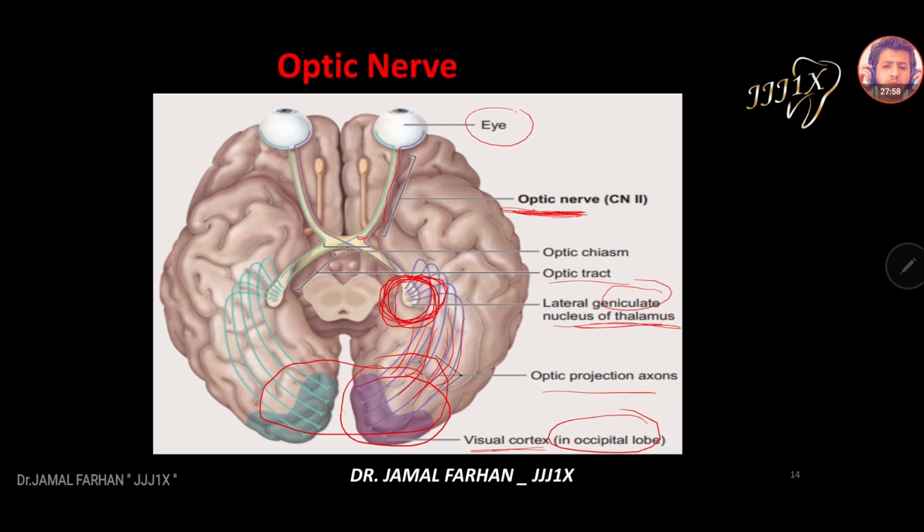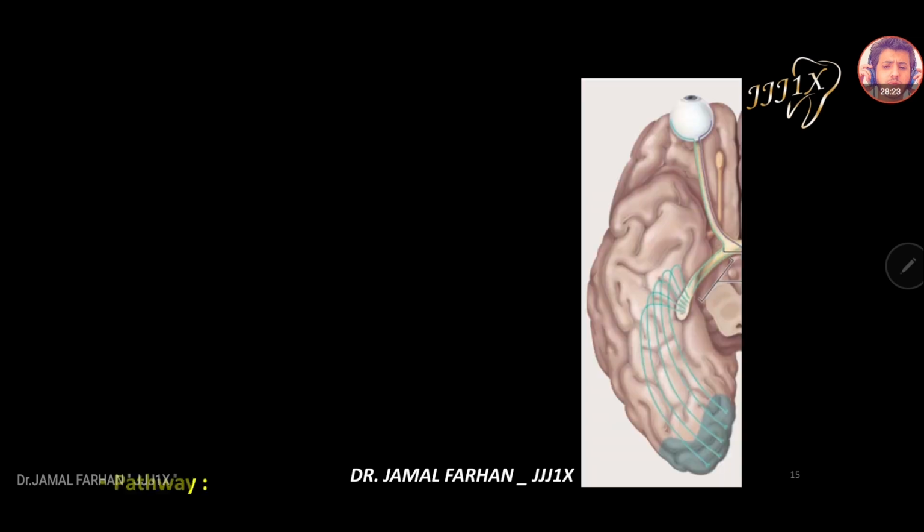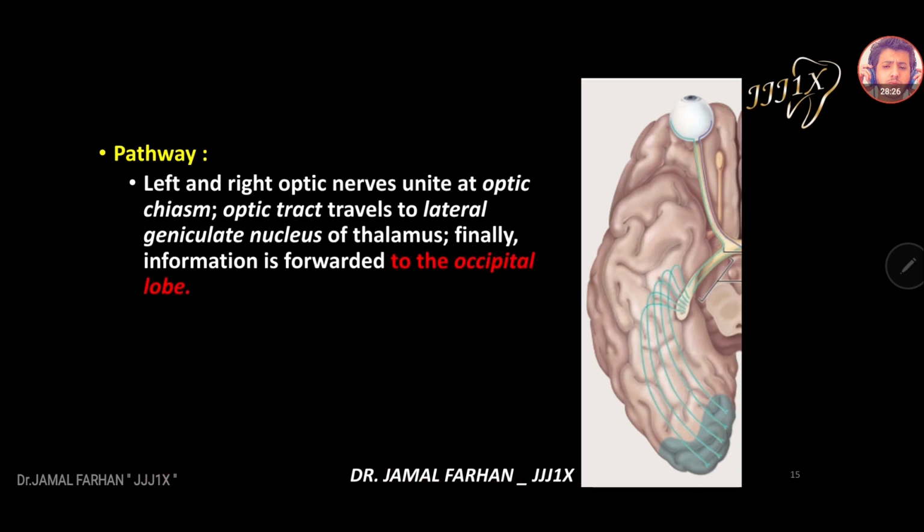The part responsible for vision is the occipital lobe. It goes from the retina, through the optic nerve, then to the optic tract, then to the geniculate nucleus, as it's written here, and then it just goes to the occipital lobe, the posterior lobe. What I said is already written here. The important thing is the occipital lobe is the lobe responsible for vision.